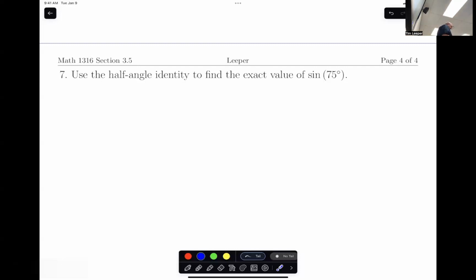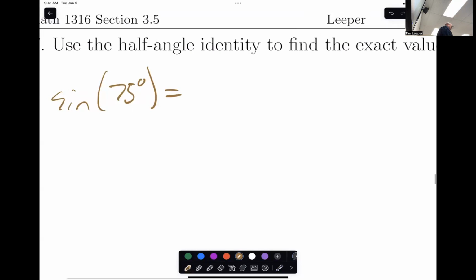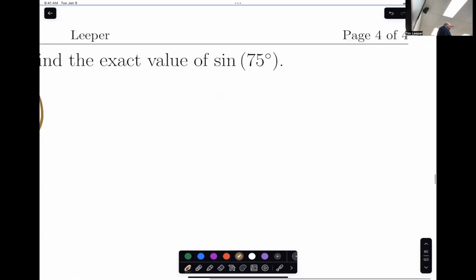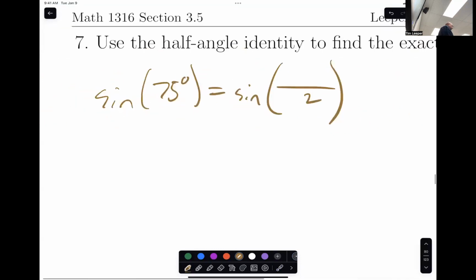Okay, so let's go ahead and look at this. We are looking at the sine of 75 degrees. Now the sine of 75 degrees, if we're using the half angle identity, that'd be the sine of something over 2. Now the question is what is that something? Well, if you want to know x over 2 equals 75, how do you solve for x? Multiply by 2, so that means that x is equal to 150. So that's why the numerator here is 150 degrees.